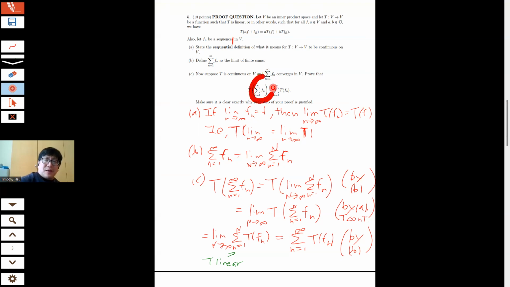So for example, if that didn't converge, there wouldn't be an actual input value to put into T in the first place. So yes, you need the convergence of that sum in order to be able to ask the question, let alone prove the answer.